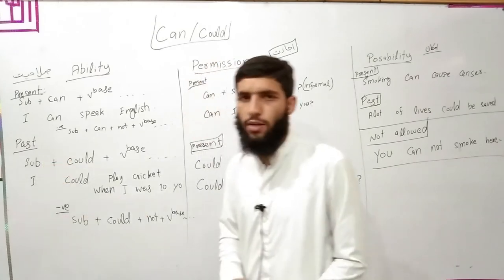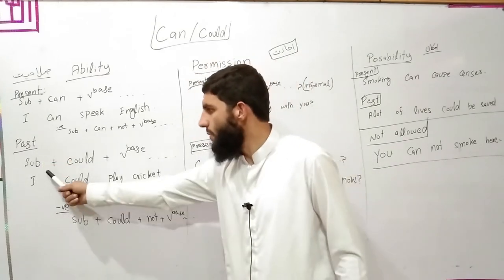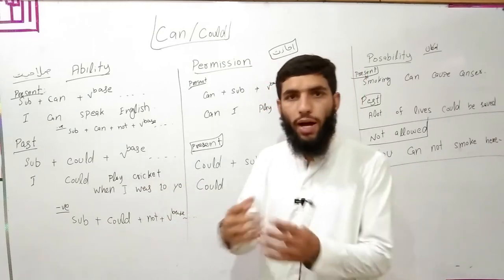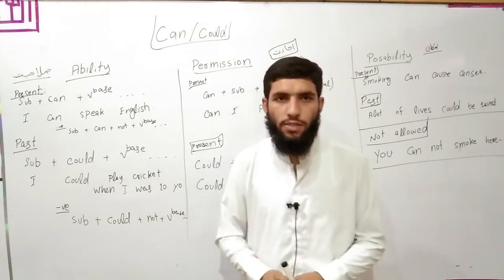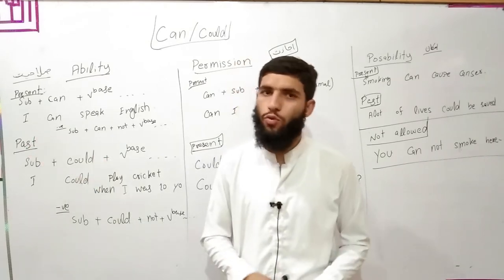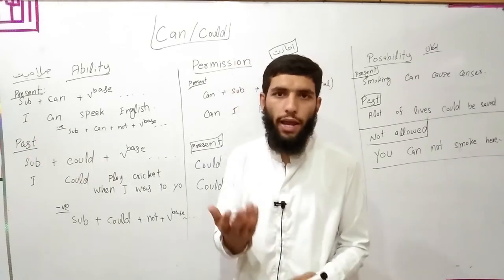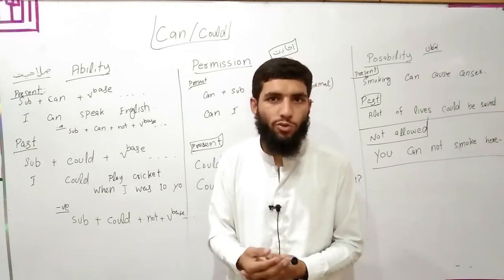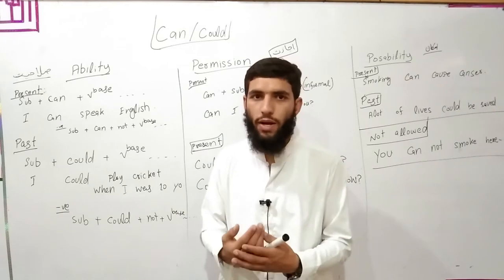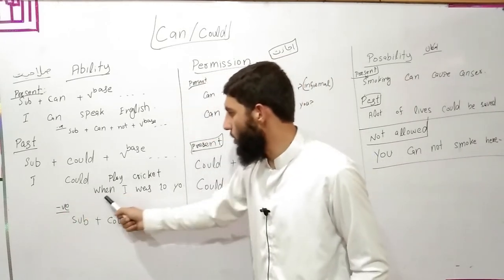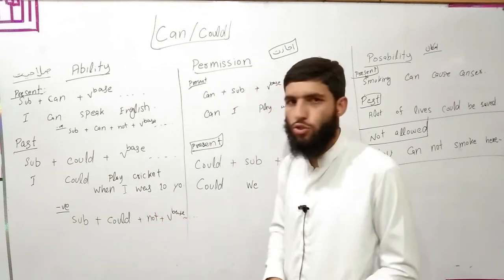Next, the past. For the past, we say subject plus could plus verb base form. Past abilities. Maybe my hand hurts or something like that. So I could play cricket when I was 10 years old.